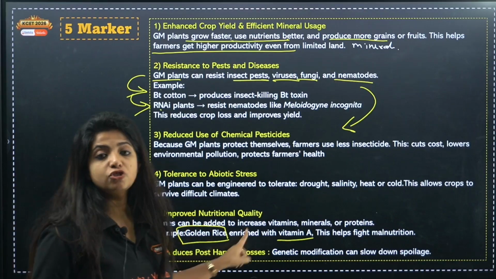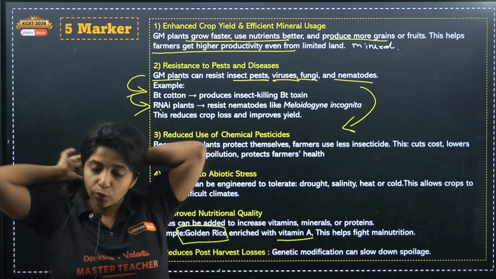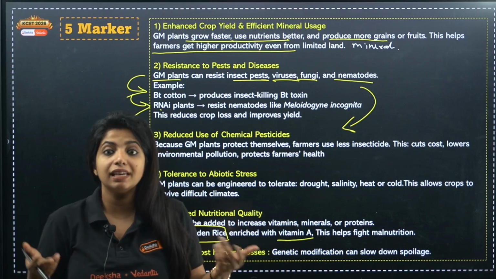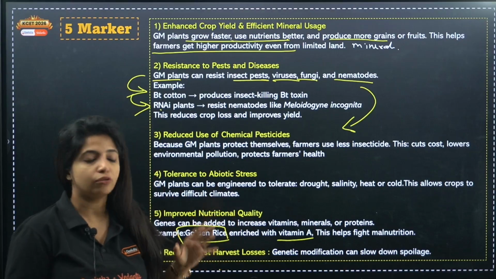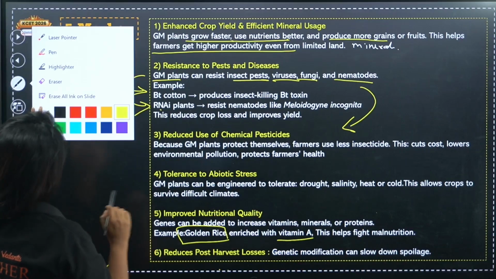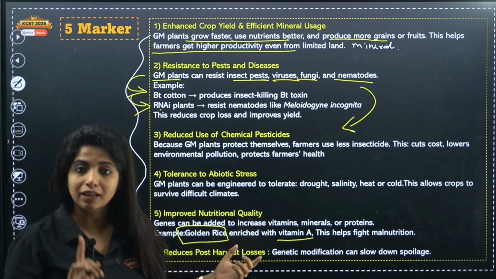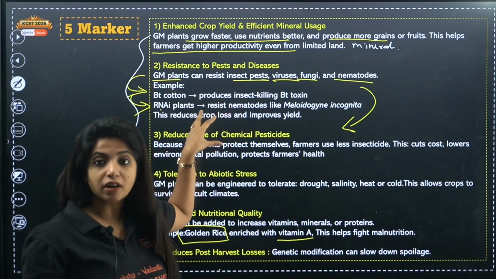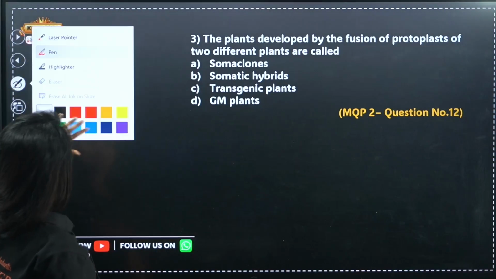Now, reduced post-harvest losses. Sometimes what happens is that when the plants were growing, it was totally fine. Now, after we pluck them off, after the harvest, they are not able to survive. The seeds are eaten up by insects and things like that. But now they are resistant to that also. So genetic modification can slow down what? Spoilage. So these are the points that you need to write for a 5 marker. Write it properly. Give examples for it as shown over here. It is going to help you out really well. And as I said, I will be explaining these two points later on, Bt cotton as well as RNA interference technology.